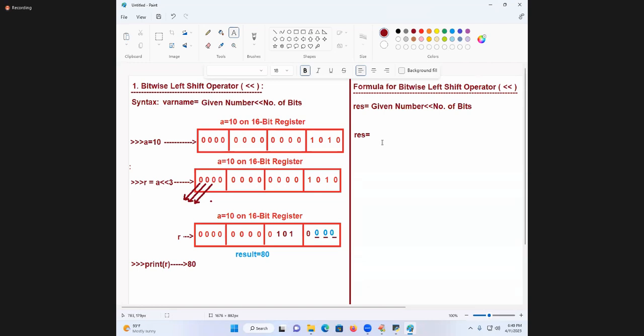Given number into 2 to the power of number of bits. Unnecessarily don't waste your time. And is it correct? No. I told already, whatever you say, that is wrong. I told already in the class. Why do you want to test by yourself? So the given number into 2 to the power of number of bits.